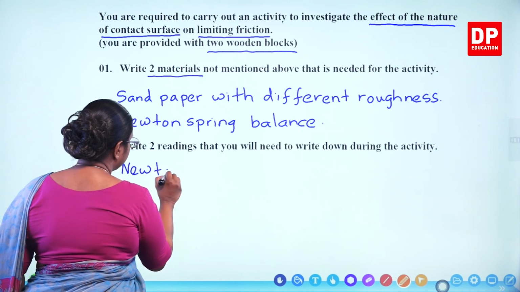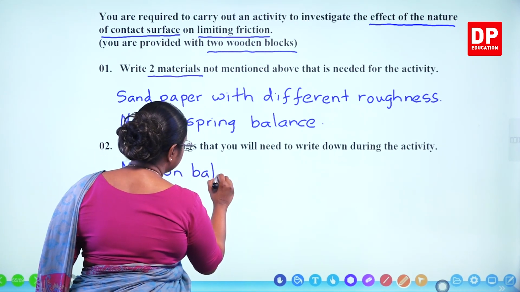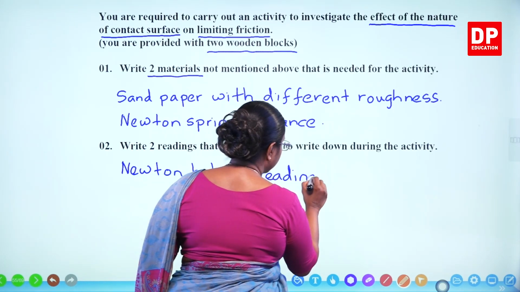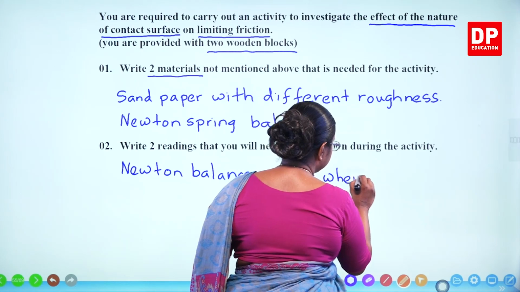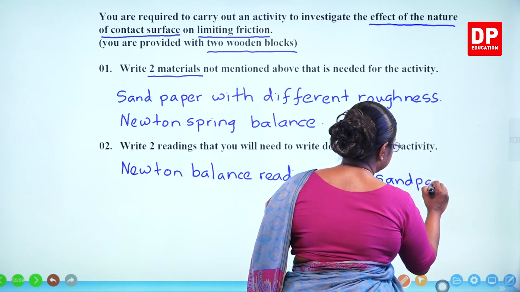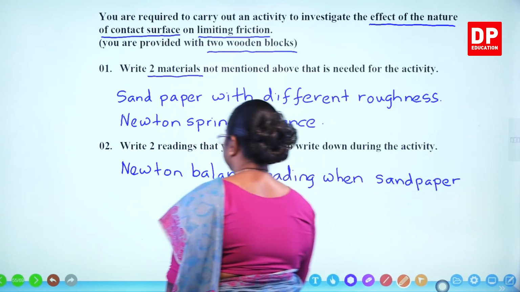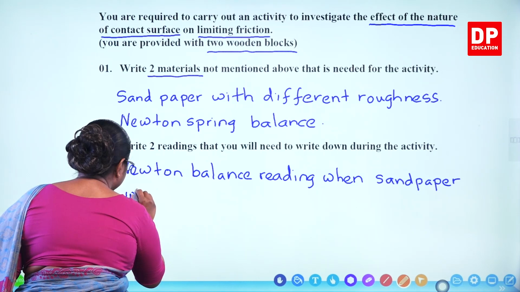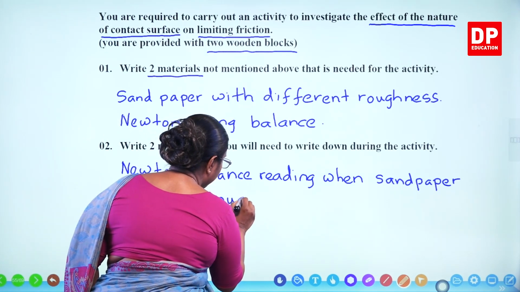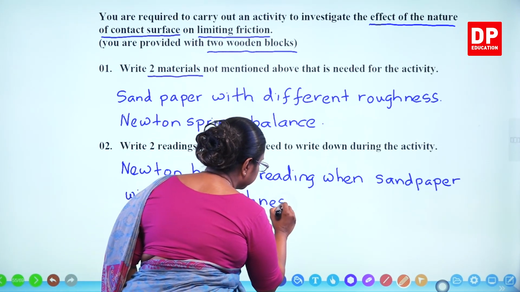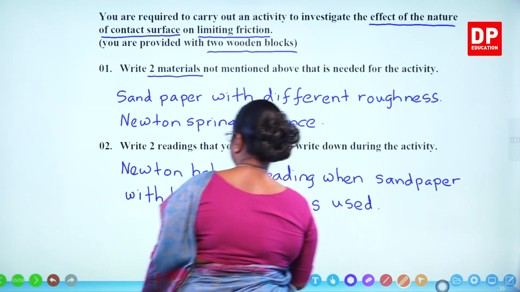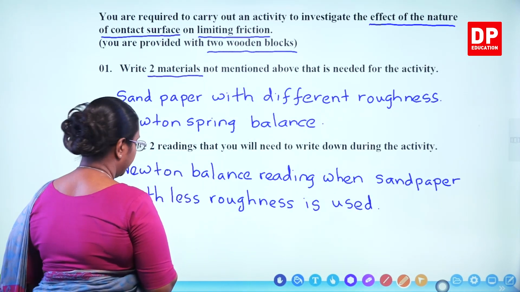Newton balance reading when sandpaper with less roughness is used. That is one reading.